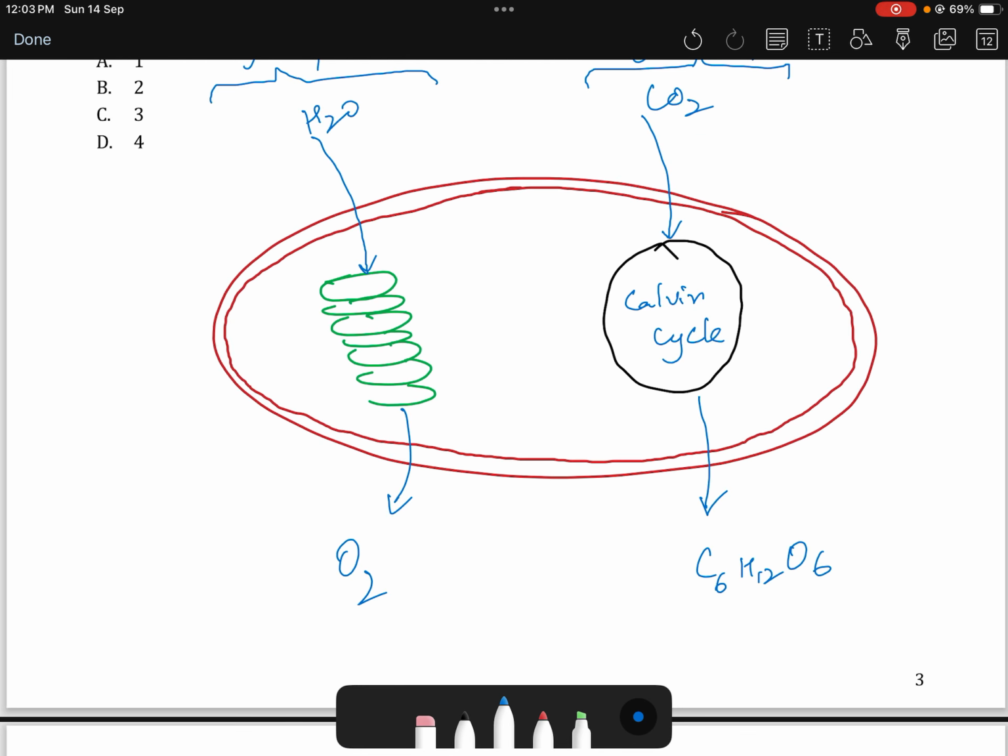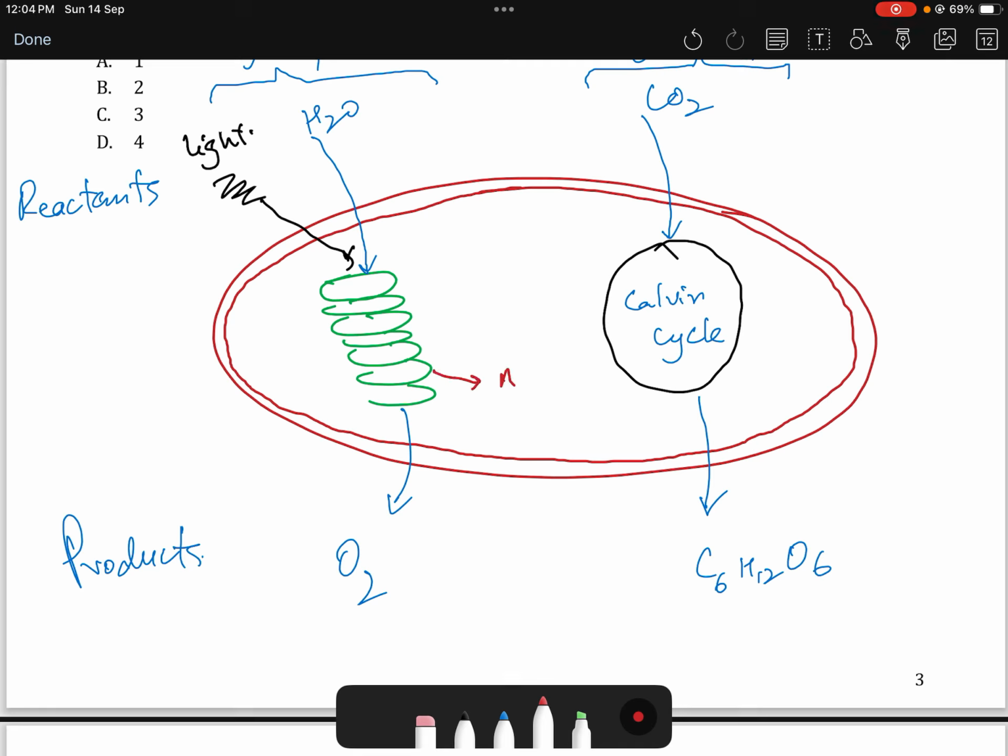These arrows going in are the reactants. Here we are showing reactants on the top side, and here we are showing the products. Along with that there will be more. So here we have light, which is also absorbed in the light reaction. Most important thing, the thylakoid produces ATP and NADPH, which are products of the light reaction, but they become the reactants of the dark reaction or Calvin cycle.